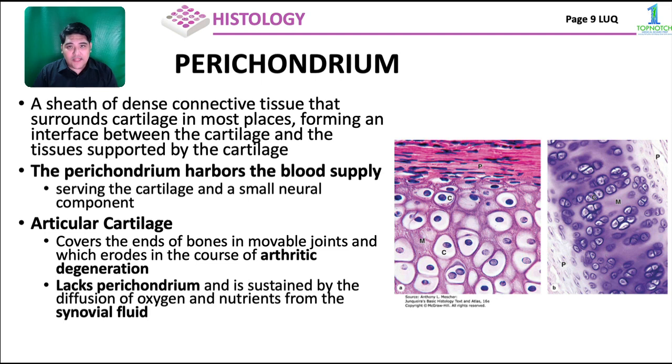Now, your articular cartilage, unique siya kasi, di ba, your articular cartilage, especially in your long bones, covers the ends of your bones with movable joints. And kapag nag-erode, na nagkakaroon ng arthritic degeneration, this is your articular cartilage. They lack perichondrium, ang mga articular cartilage. Okay? Doc, sabi mo, sa perichondrium lang galing yung nutrients. Well, kapag sa mga articular joints, nanggagaling siya sa synovial fluid. Again, articular cartilage, no perichondrium, nutrients from synovial fluid.